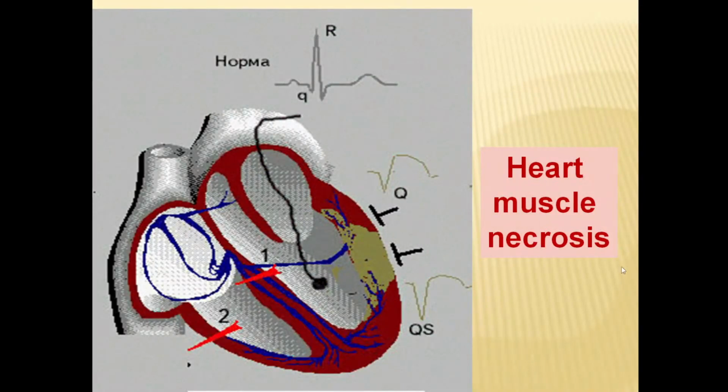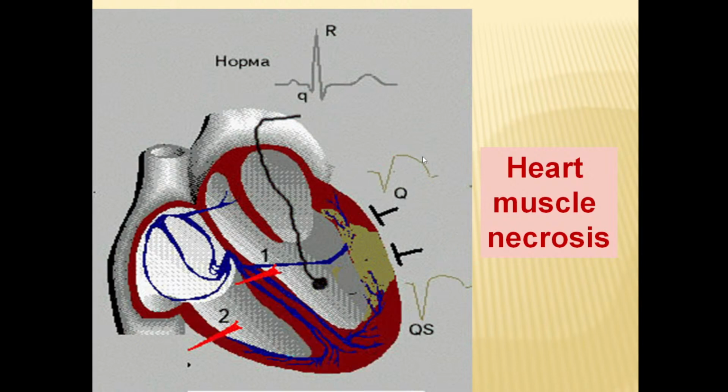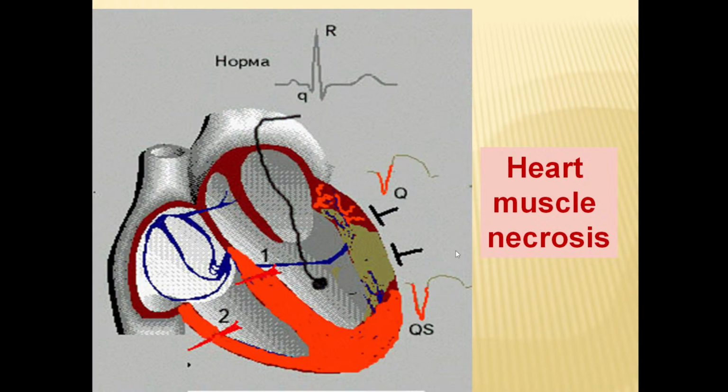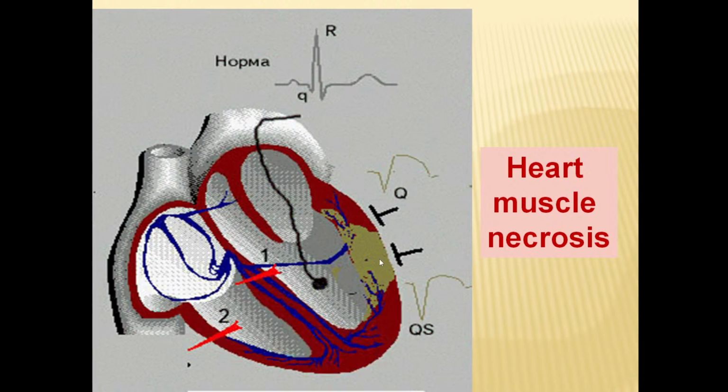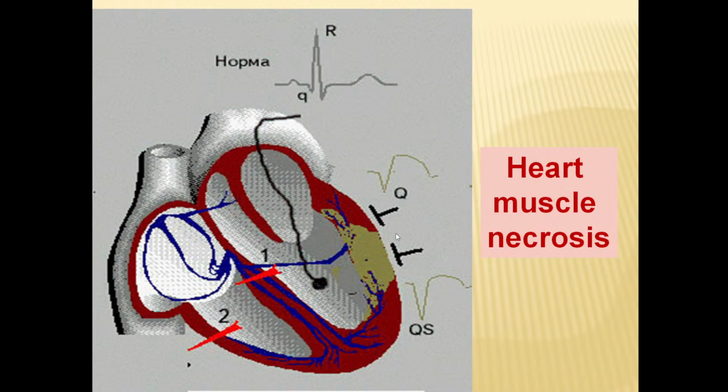You see the heart muscles die, and on ECG a pathological QS complex will be recorded with elevation of the ST segment, the acute period of myocardial infarction. The area of necrosis is very significant, and it does not contract. You see contraction outside of it, and on this side no R wave is recorded.